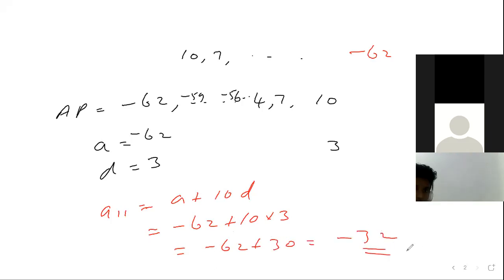Now all of you check the answer. Is it correct or not? Yes, exactly. Two methods they are telling. Don't follow the first method; follow the second, the alternative method. If we write the given AP in the reverse order, a is equal to minus 62, d is equal to 3. Why is d 3 now? You told me d is minus 3.